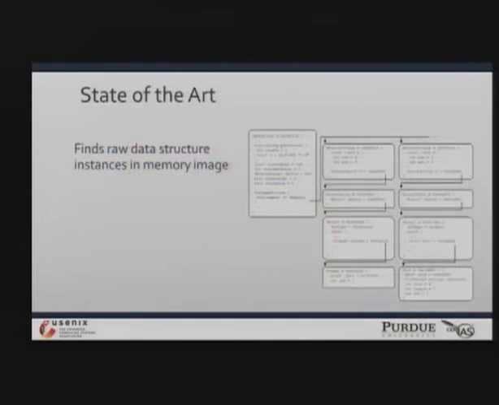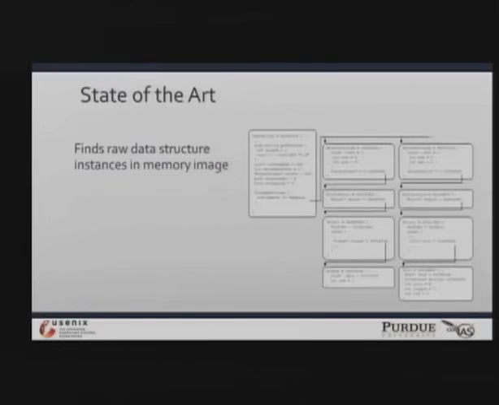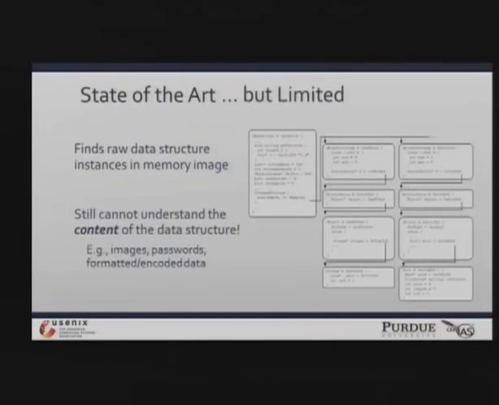So, let's hold on a minute. That was the state of the art before DSCRETE. We were finding these data structures in a memory image and returning them to an investigator. So believe it or not, this is that PDF that the suspect was just editing. It's in raw data structure form. You can see the problem.